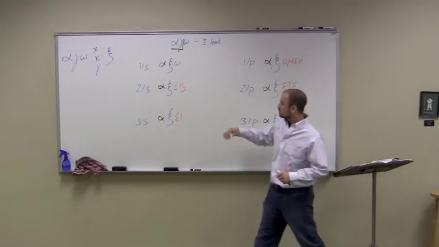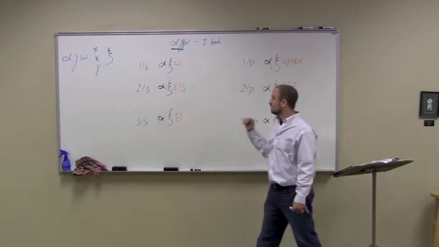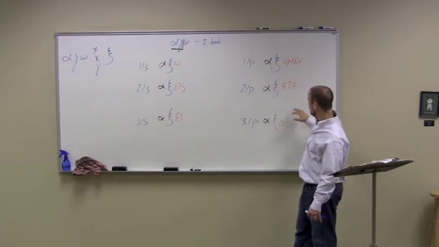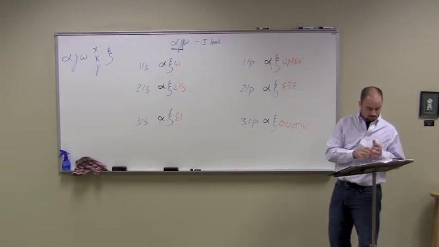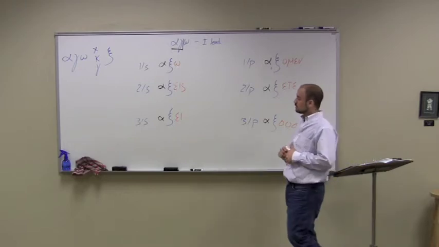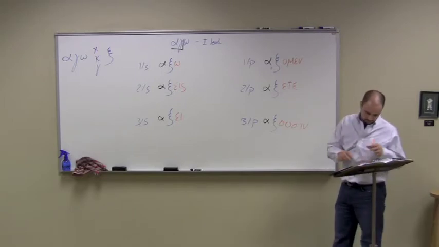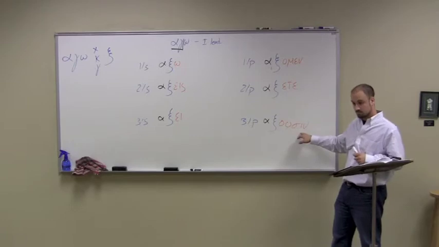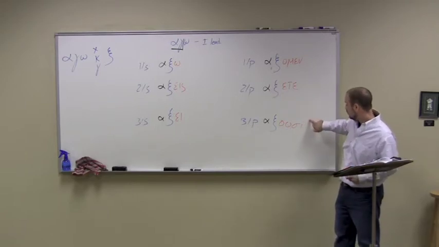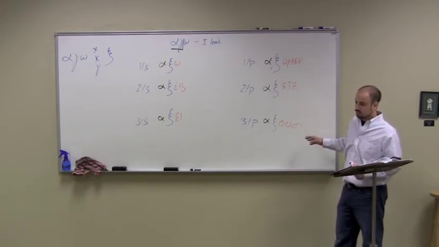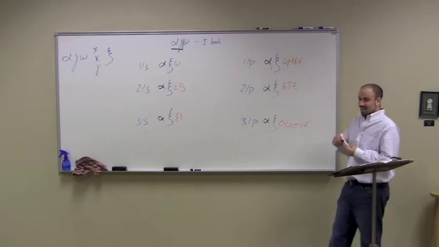Pronouncing, we have xo, xeis, xei, xomen, xete, xousi. Xo, xeis, xei, xomen, xete, xousi. And this nu can always disappear. So it could be xousin or xousi.